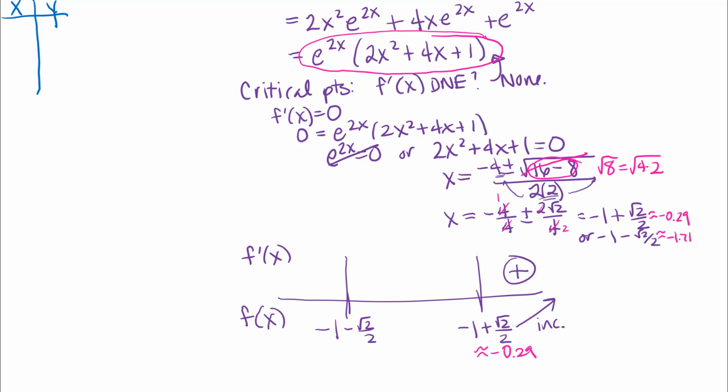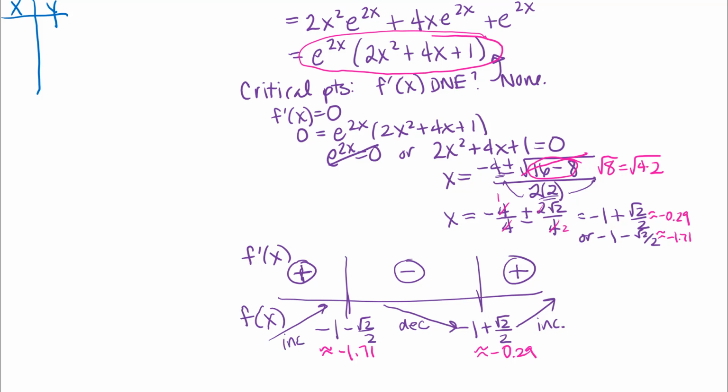All right, when I plug in a number between my two critical points, and again, this is when you're going to want those decimal approximations to think about that, a number like negative 1, for example, would be a good number to plug in between those. Plug that into your first derivative, and you should get a minus in that region. So that tells you that the original function is decreasing in that region. And then a number left of negative 1.71, so like negative 2 or something, plug that into your first derivative. The first derivative should turn out to be positive there. And so that tells you that the original function is increasing.